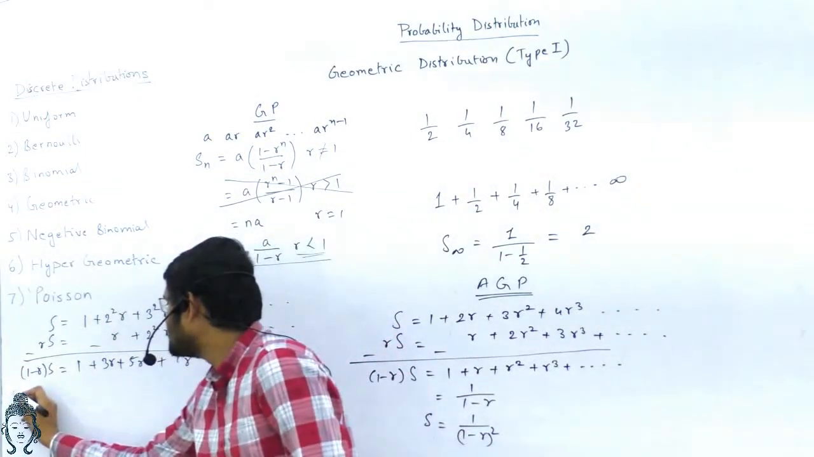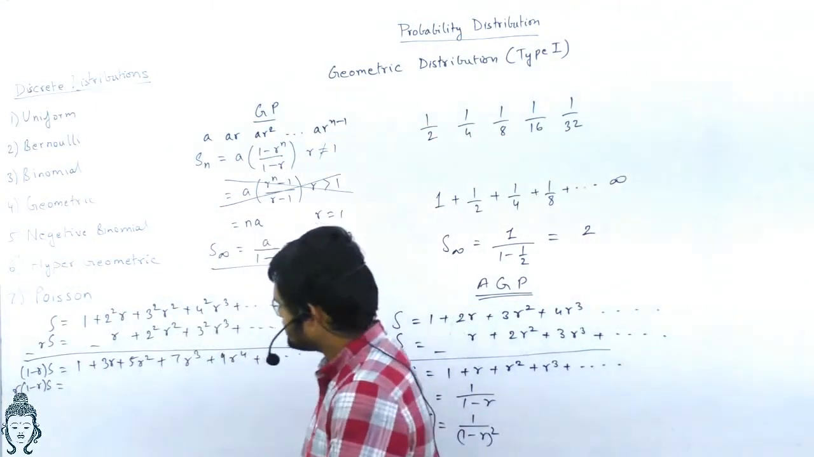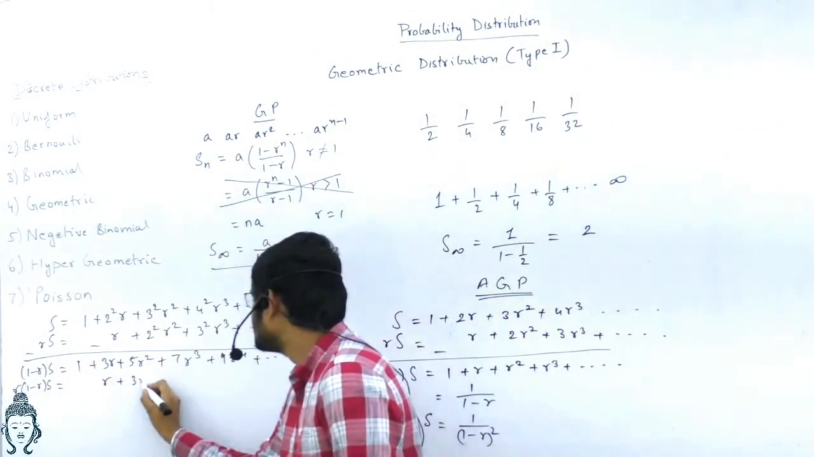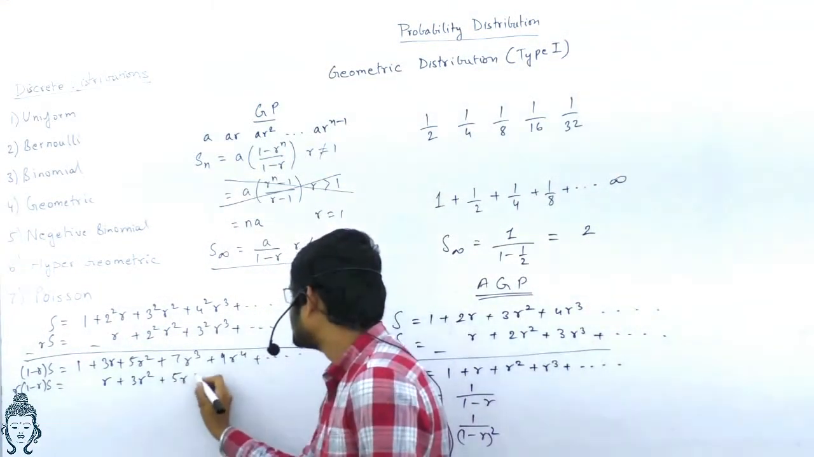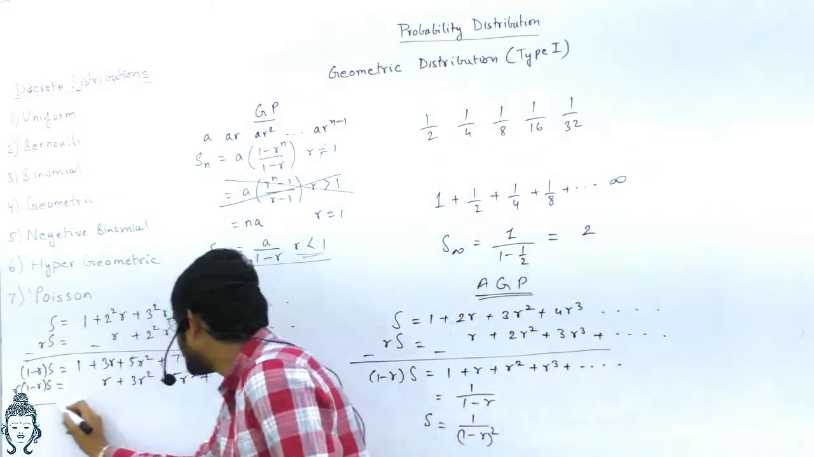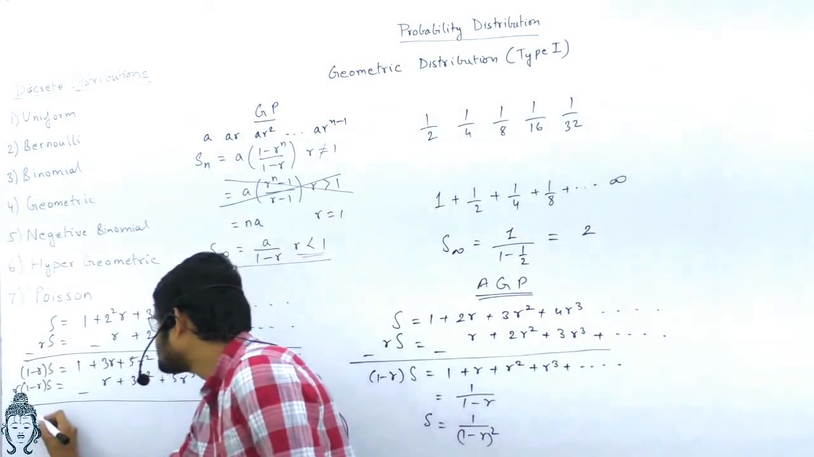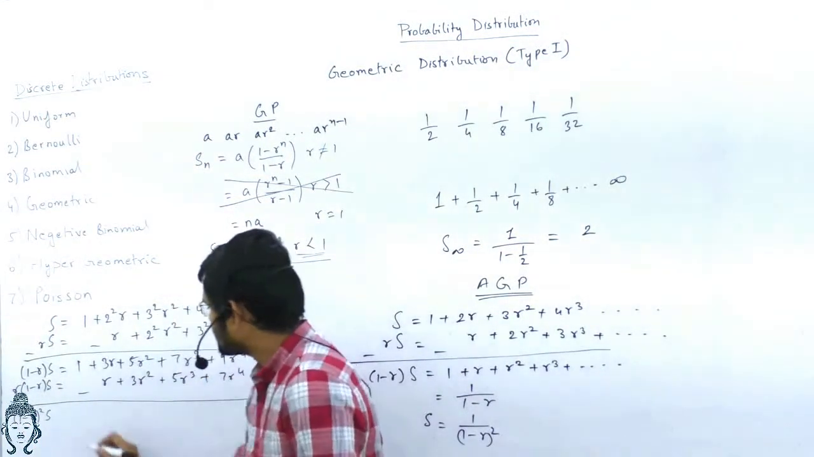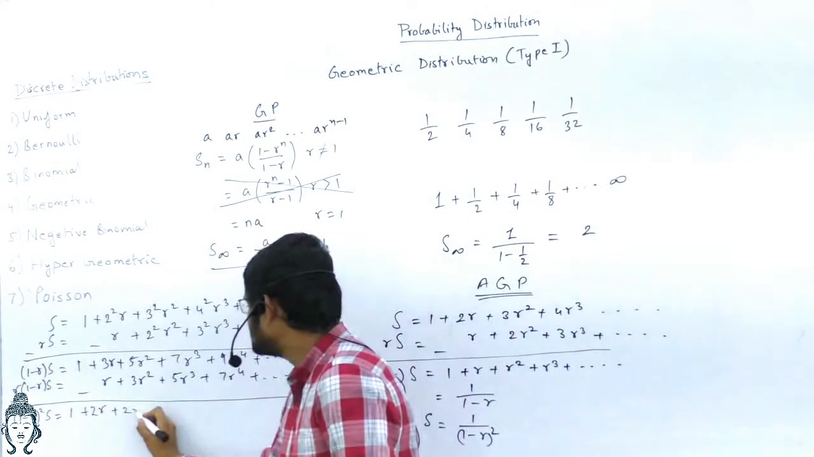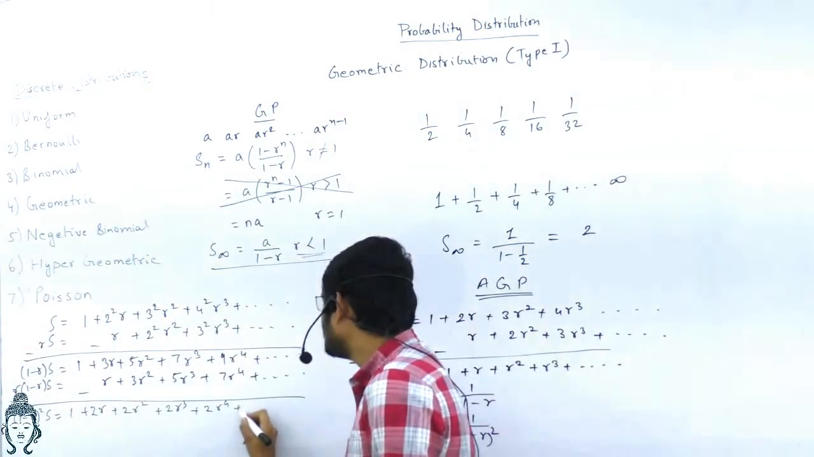So what I am going to do is again multiply it by R. So you'll get R, 1 minus R into S. That is going to be R plus 3R square plus 5R cube plus 7R raised to 4, and so on. Then I'll subtract it. So here I am going to get 1 minus R square S, and this is going to be 1 plus, I'll get 2R plus 2R square plus 2R cube plus 2R raised to 4 and so on.